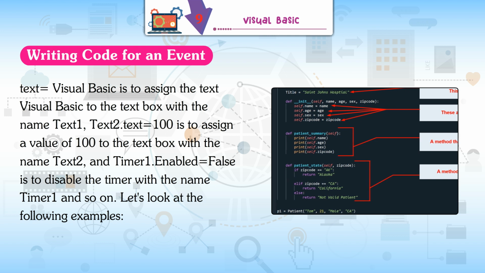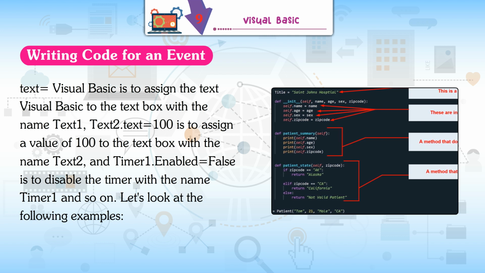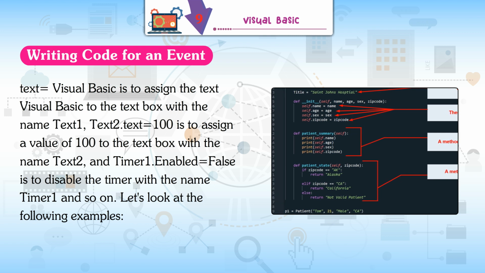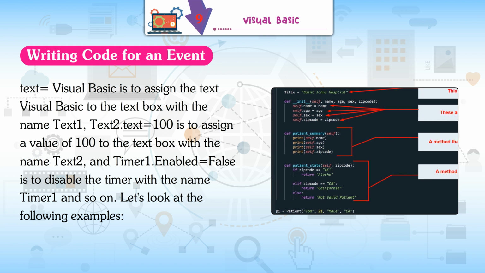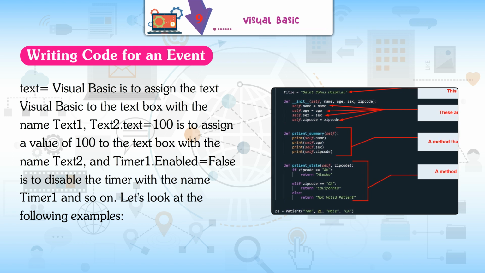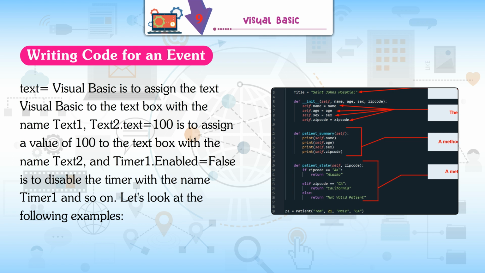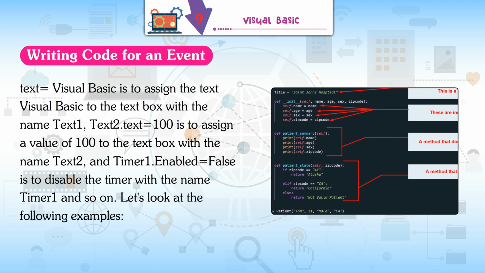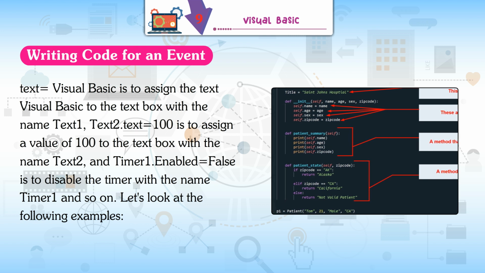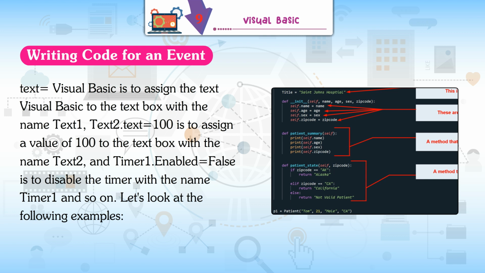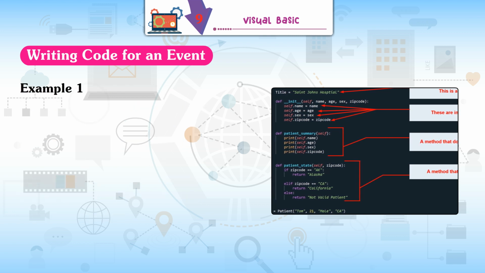Text1.Text = "Visual Basic" is to assign the text Visual Basic to the text box with the name Text1. Text2.Text = 100 is to assign a value of 100 to the text box with the name Text2, and Timer1.Enabled = False is to disable the timer with the name Timer1, and so on. Let's look at the following examples.